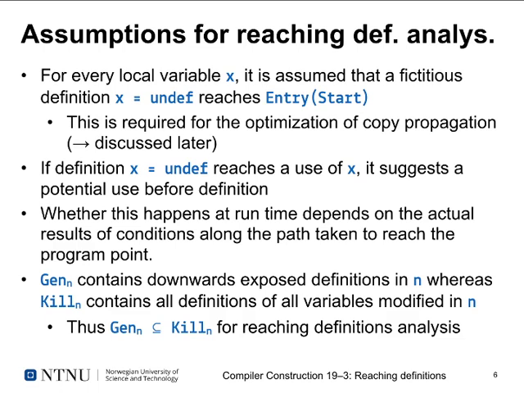So if there's some path where we can actually figure out x is still undef when we try to use it, there might be a problem and we can do something about it, like throw an error message or try to fix it somehow. Whether this happens at runtime depends on the actual results of the conditions along the path, so which branches we take, which loops we are actually going to execute one or more times to reach the given program point. When we look at the gen and kill sets, gen contains the downward exposed definitions in a basic block n, whereas kill contains all definitions of all variables that we have modified in n. So for reaching definitions analysis, gen n is always a subset of kill n.